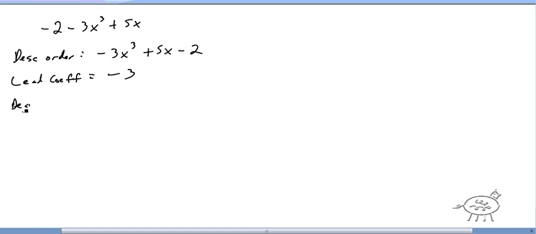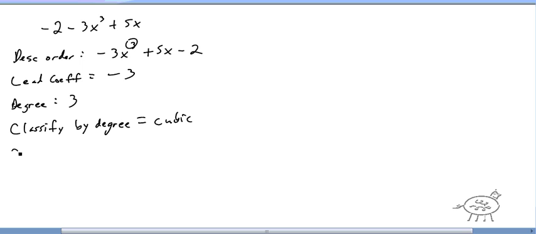The degree is 3. That's that 3 and that's the exponent. Degree is 3. Classify by degree. That means it's going to be a cubic. And classify by number of terms. And that's going to be a trinomial. Okay? That's what I'm going to ask you to do with a lot of these problems, is to just come up with that information. So let's do one more.